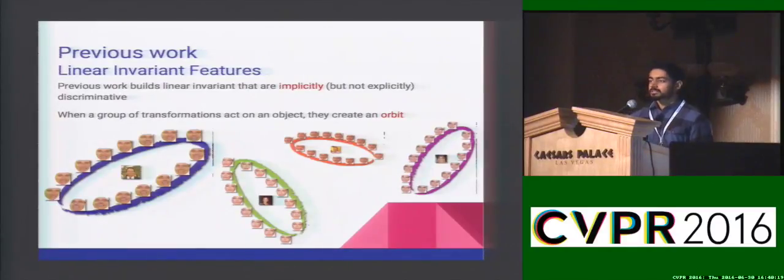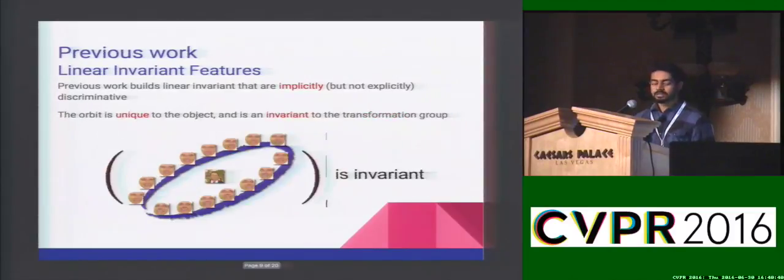Previous work, which is actually the work of Tomaso Poggio at MIT, sorry we don't have the citation here, it is in the paper and on the poster, built linear invariant features that are implicitly discriminative. Invariance theory, in a nutshell, is as follows. When a group of transformations acts on any image, it creates an orbit, which is a set of transformed templates. This orbit is unique to the object, and it is itself invariant to the transformation group. Hence, any function or measure of this orbit is an invariant, implicitly discriminative feature.